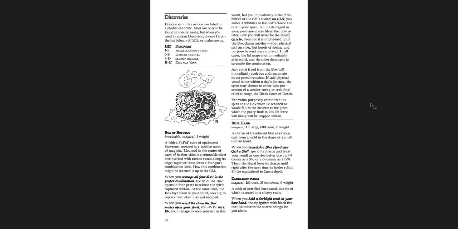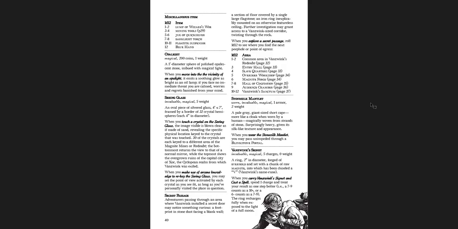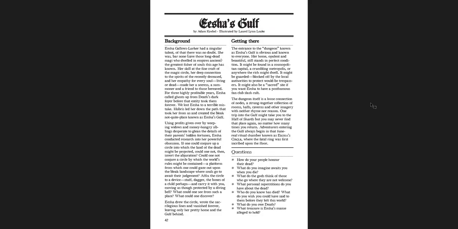And then discoveries, you can find their magic items, for example, the box of Bophoros, or the blue hand. And then the miscellaneous items along with dangers and the creatures you can run into. A blight crawler, Vanswink Arisen.